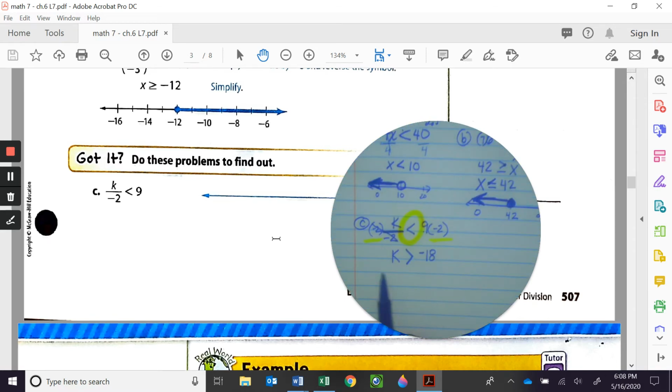And so then when you graph that, here's negative 18. Okay, so now 0 is on the right side because we're on the negative side, so 0 has got to be bigger. And here's negative infinity. Okay, so we have an open circle at negative 18, and then what does it say? It says that k is greater than. So if it has to be greater than negative 18, we've got to go to our right. We got to get to our positives to be greater.